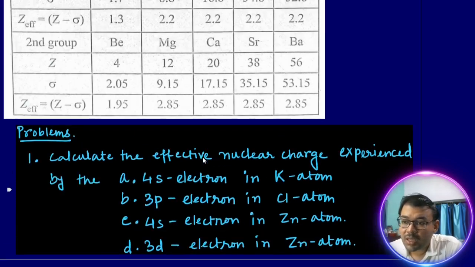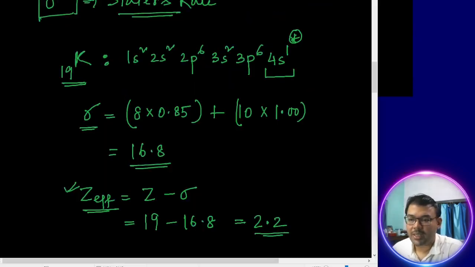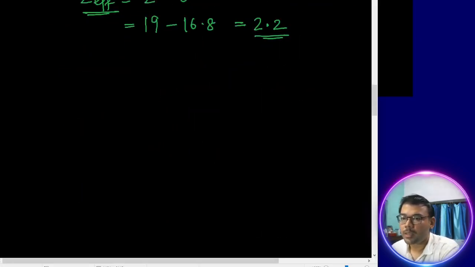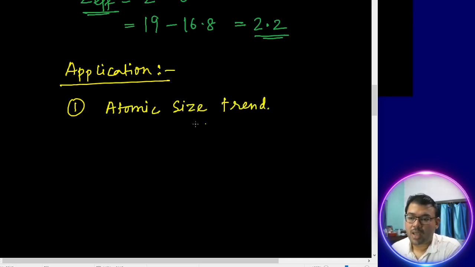And now the application of shielding effects. So now we are going to understand the applications of the shielding effect. What are the applications of shielding effects? The first one is the atomic size trend in the periodic table.